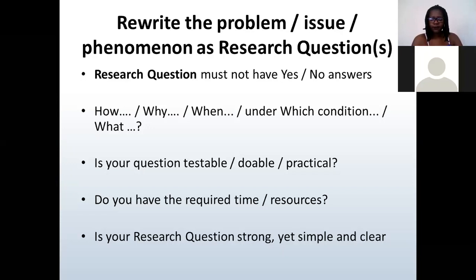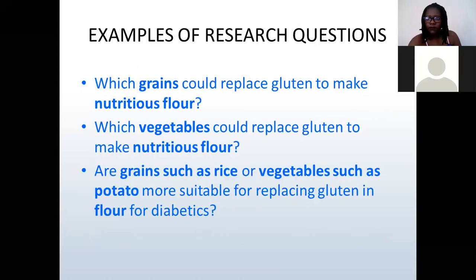But for a learner to really have a very good, strong research question, they need to know it can be a simple one, but it must be clear. So if they start with the why, the when, the which, and the how, that is already an idea of where they're heading. So here is an example, and then you can use your own examples as we continue. I use the which, for instance.